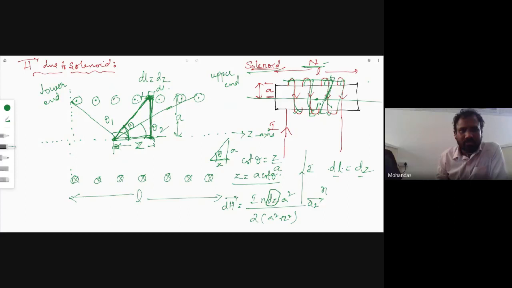So now come to the initial diagram here. Imagine it is at the center of the loop. So let me draw another diagram here. This is the z-axis. And the field point is at the center of the loop. Okay. Now, let me redraw this diagram because it is a little bit confusing here.